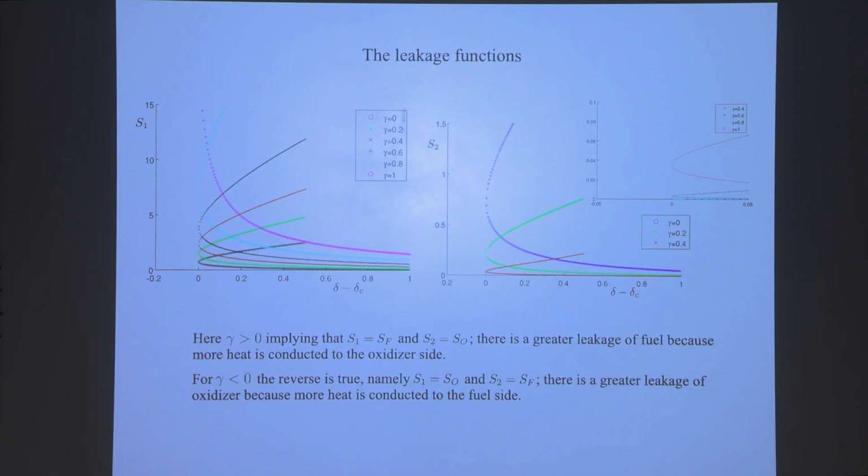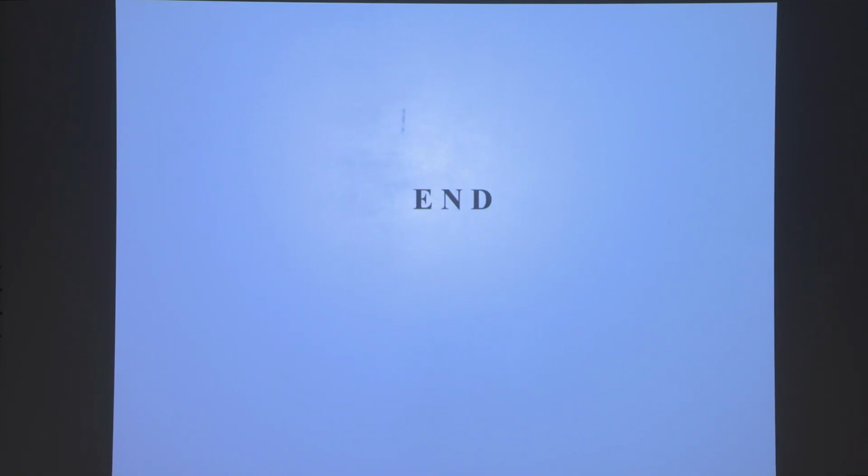By the way, 15 doesn't mean the mass fraction is 15 because it's still multiplied by the small parameter and some other factors. So this is just a scaled version of it. But here it's much smaller. So there is greater leakage of fuel because more heat is conducted towards the oxidizer side and vice versa here. So anyway, you can discuss those further. So this was more or less the end of yesterday's talk.